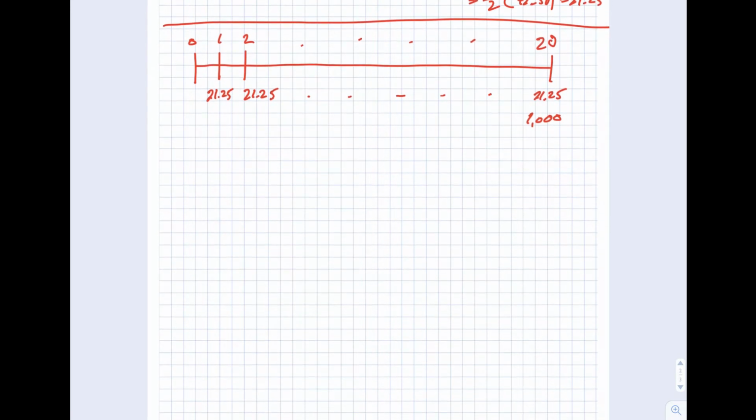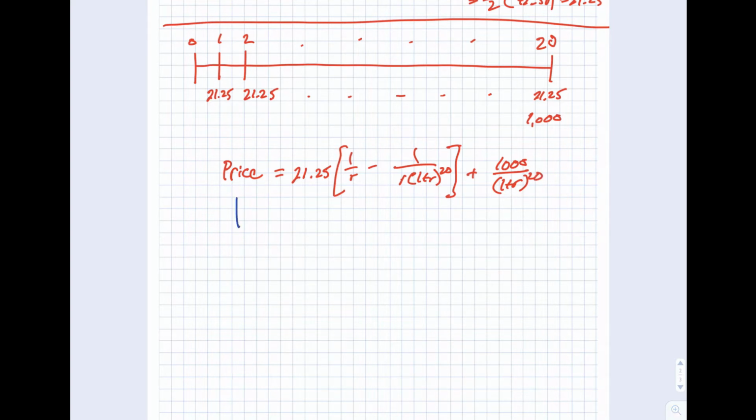And so now we can write our basic bond pricing formula as the present value of an annuity plus the present value of the lump sum par repayment at maturity. So the present value of the annuity is the payment times an annuity factor. And the present value of the par repayment is just the single cash flow discounted 20 times.